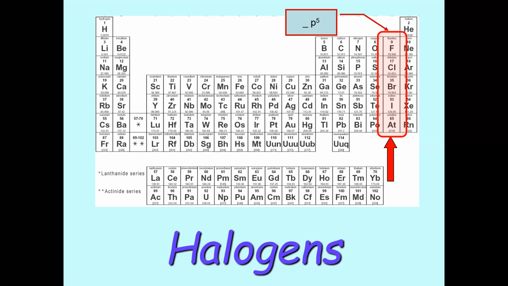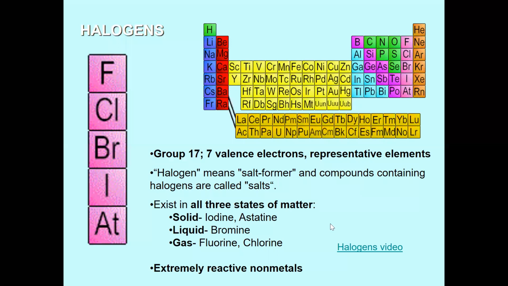So if they only have to gain 1 electron to become stable, that means that they are very, very reactive, very willing to attract an electron towards their nucleus so that they can become stable. So the halogens react very readily with your alkali metals because the alkali metals have 1 electron to lose and the halogens have 1 electron to gain. Those are called salts. We have different states of matter in our halogens: solids, liquids, and gases.